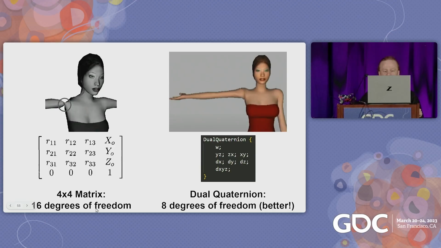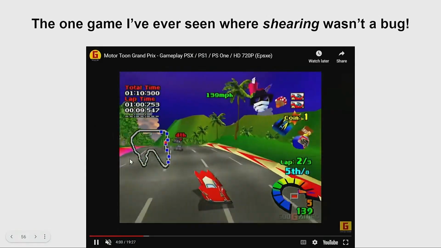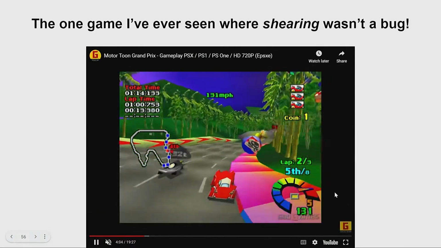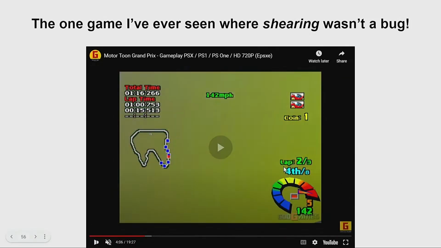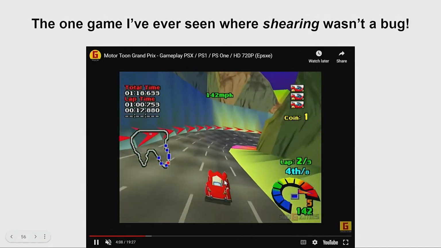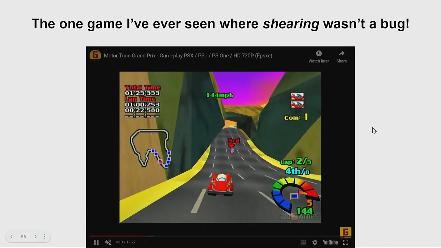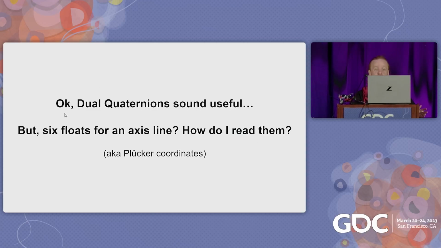4x4 matrices have 16 degrees of freedom. Dual quaternions have 8 degrees of freedom. And this is actually kind of better, all right? Because shearing is something that 4x4 matrices can do, but it's something that dual quaternions can't do. So this is the one game I've ever seen where they had shearing on purpose, right? You can see what the car is doing like that, like it was skewed to the side a bit there. That's shearing. And whenever you see this in any other game, something's gone wrong, right? Dual quaternions can't do shearing, and that's a good thing.